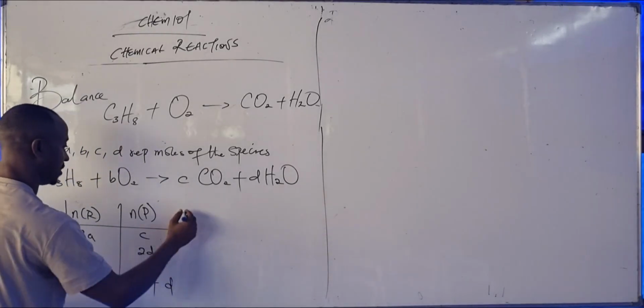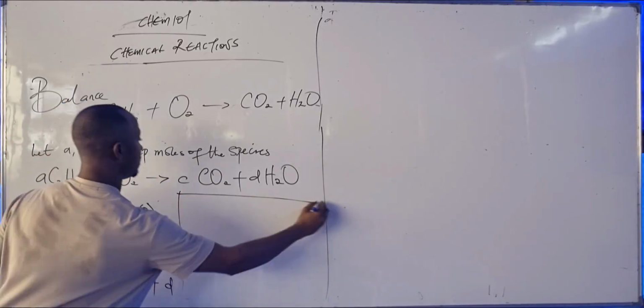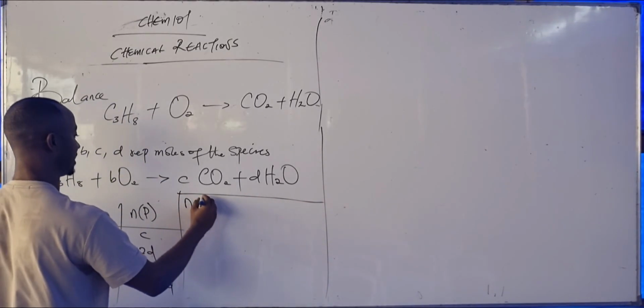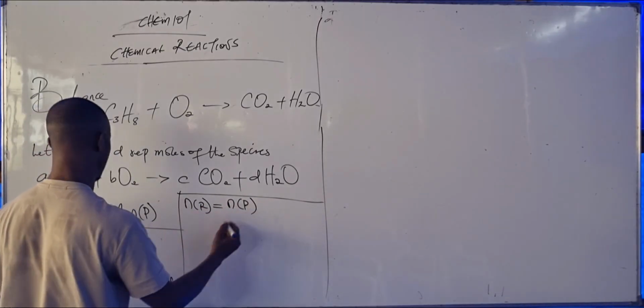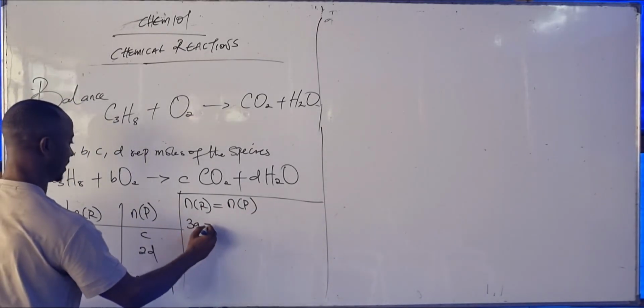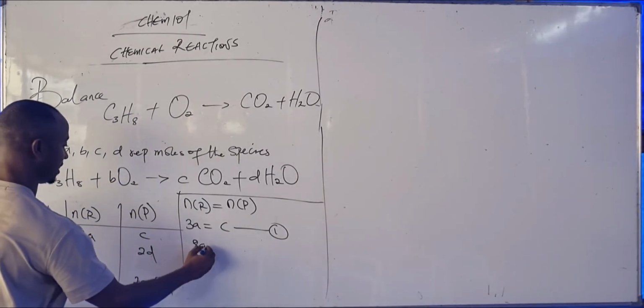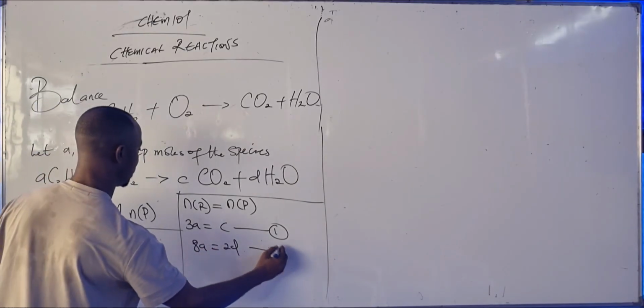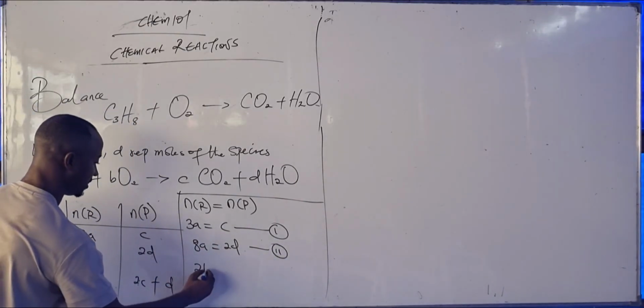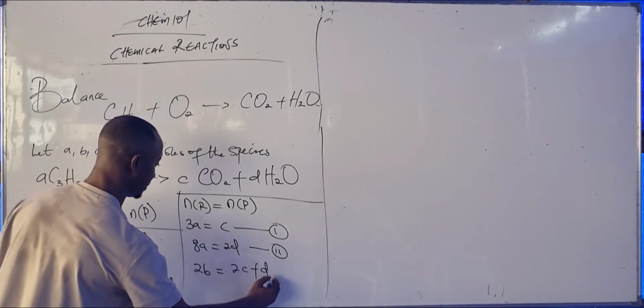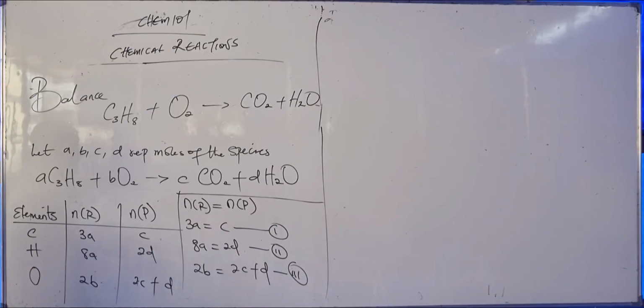Then we're going to say, recall, the number of moles of reactant equals that of product. Meaning 3A is equal to C, equation 1, right? Also, 8A is equal to 2D, equation 2. Also, 2B is equal to 2C plus D, equation 3. Are you getting it now?